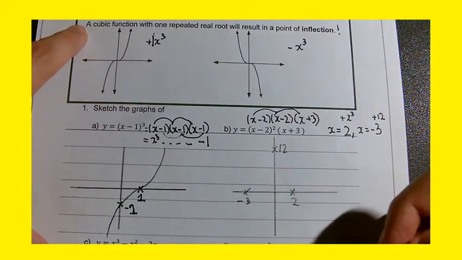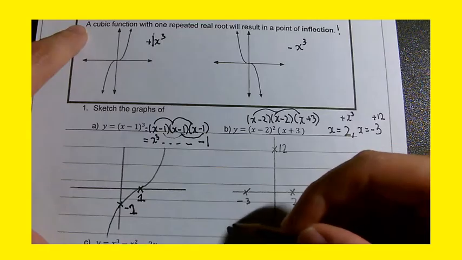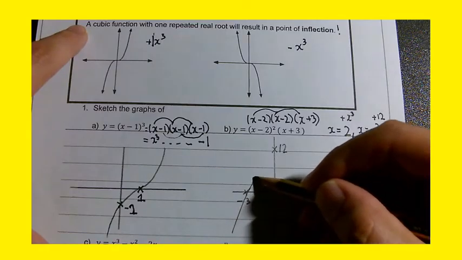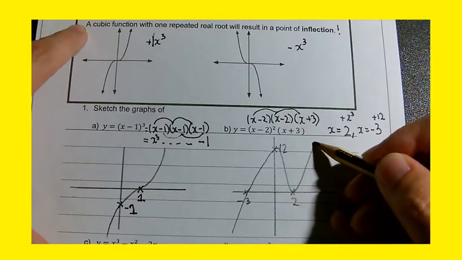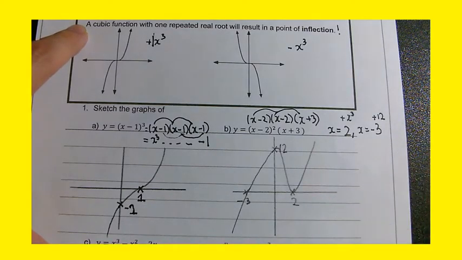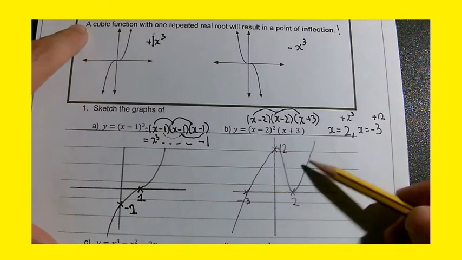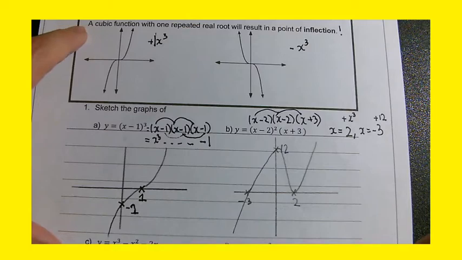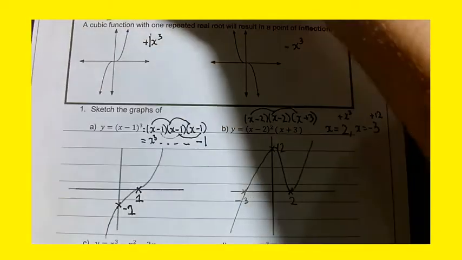And it's going to come down, and we're going to have a point of inflection at 2 because it's a repeated root. So let's just have a look at this. And that is our point of inflection. Okay, so it's just a point at which it will touch the x-axis and carry on going up. Okay, so that is how we deal with a repeated root.